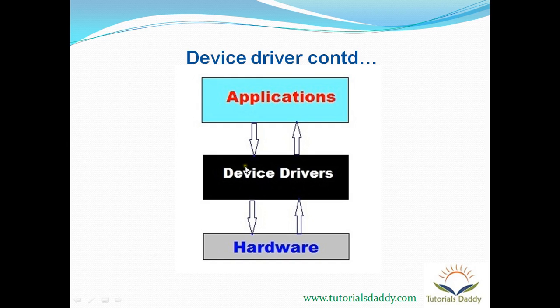The device driver first validates the request from user space. It checks whether this application has the right to access this hardware or not. If they have the right to access this hardware, it will grant the access. Otherwise it will just reply back to the application that you don't have access to this hardware. So all requests come to the device driver, the device driver communicates with the hardware, and then it replies back to the application.